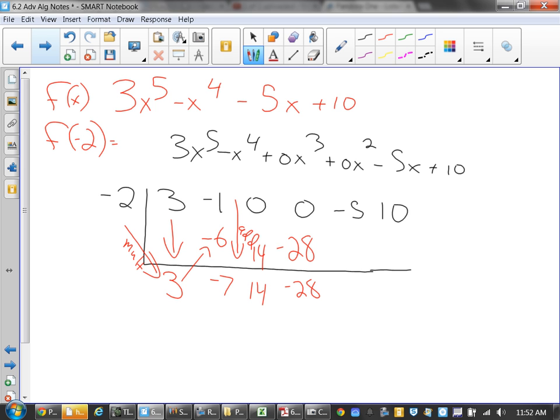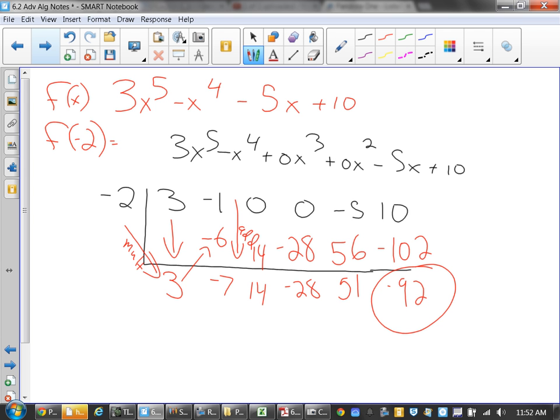Double it. What do you get? Double it. How'd you get negative 20? Negative 28 we got from 14 times negative 2.